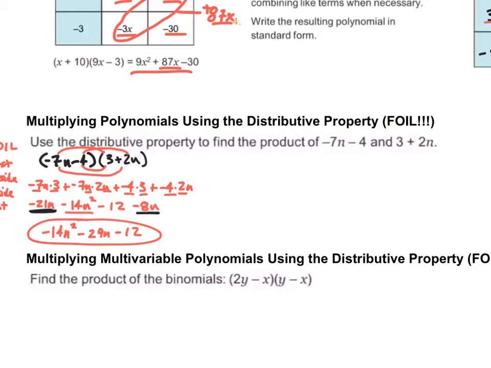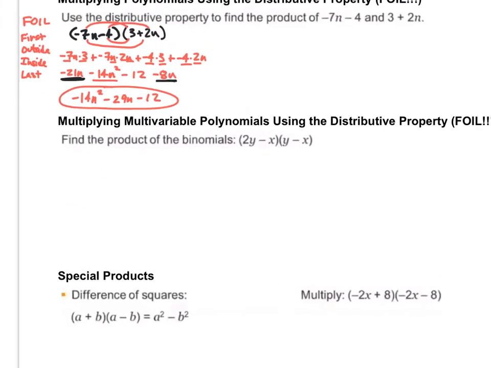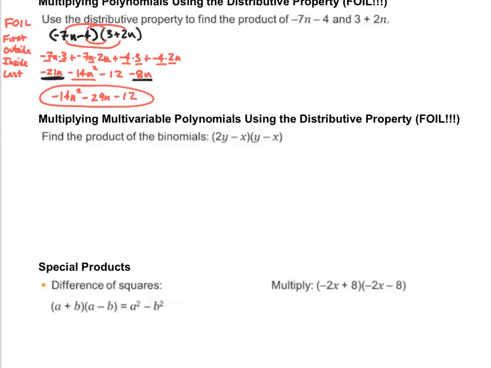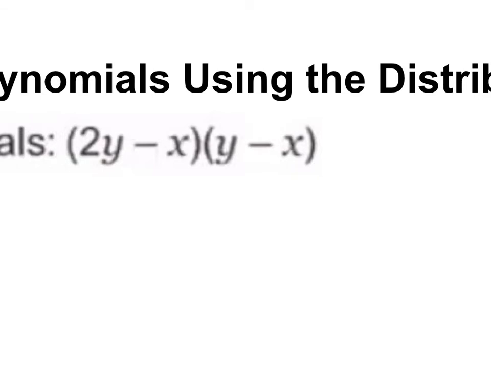All right, the next one I want to do is show multiplying multivariable polynomials using the distributive property. So let's go ahead and do this down here. I'm going to FOIL this. I'm going to multiply the first terms together, so I've got 2y times y.